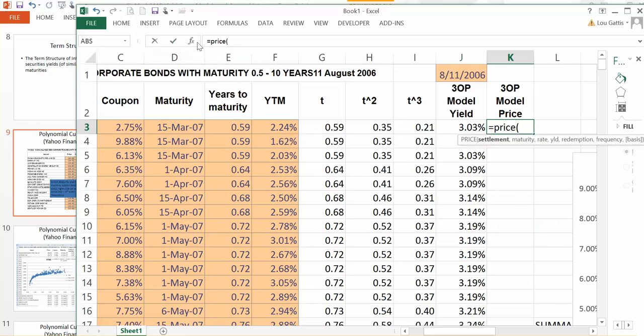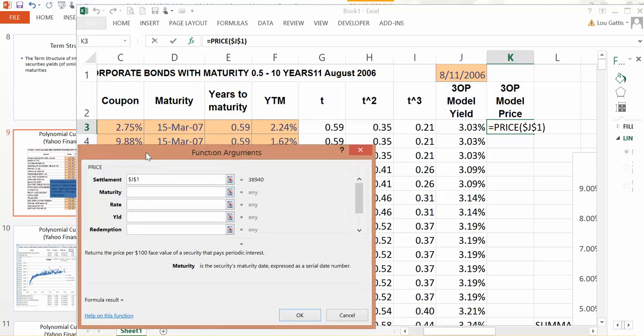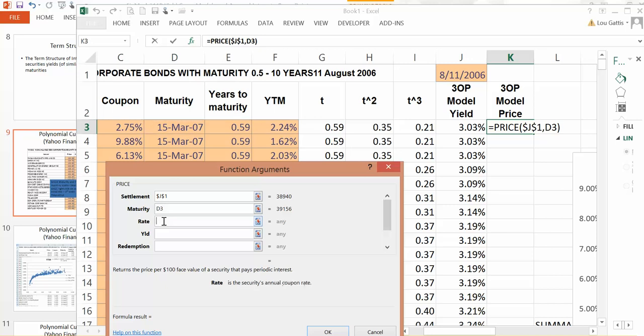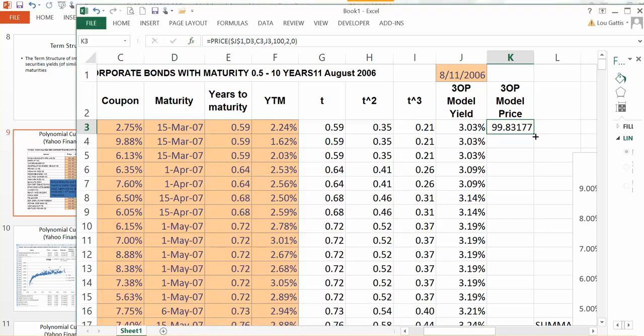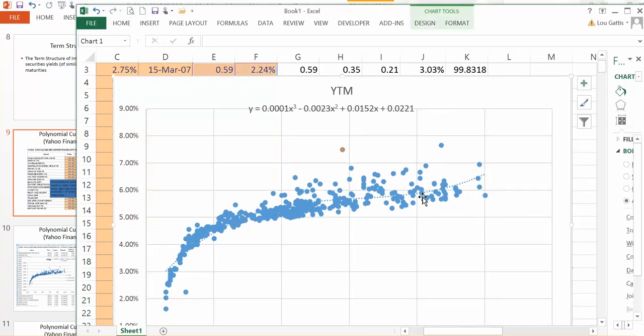Let me click on the function. So now I need the settlement date. I'll anchor that since it's the same for all bonds. And then I just need maturity. That's the maturity date. Annual coupon rate. Yield. I'm going to use the model yield. I want to price the bond as if it had this model yield. Redemption is always 100. This is a semi-annual payment bond. And we'll use a zero since this is a corporate. Corporates have a basis of zero, which is 30/360. So these are my model prices. This is what I should pay for the bond if I assume that the correct yield lies along this line.